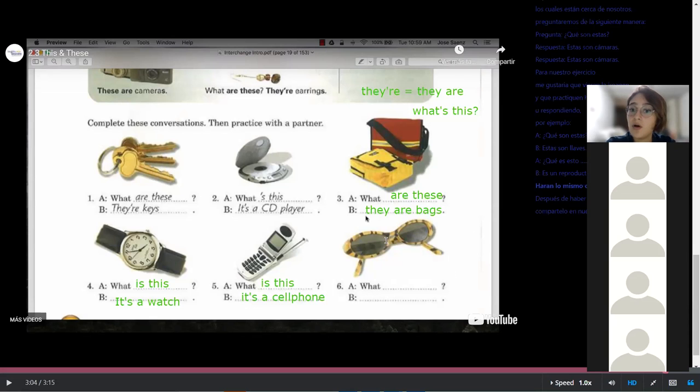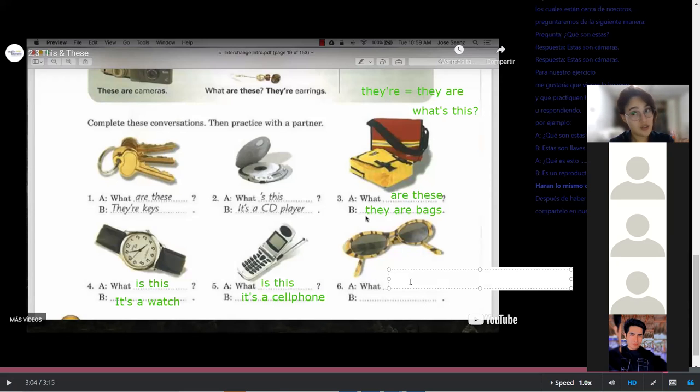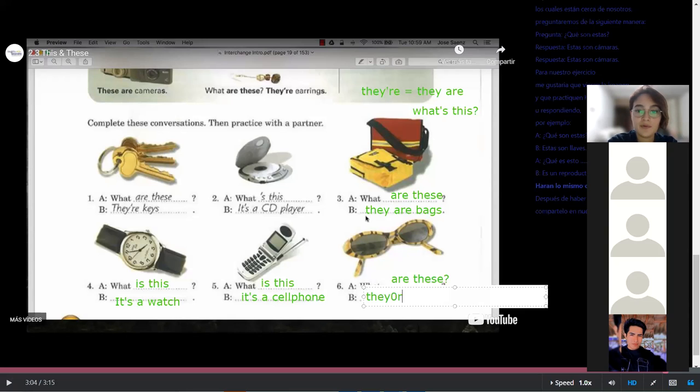And last one, this is an exception to the rule. Esta es una excepción a la regla. How would you say this? What are these? Exactly. Porque son sunglasses. What are these? There are sunglasses. Exactly.